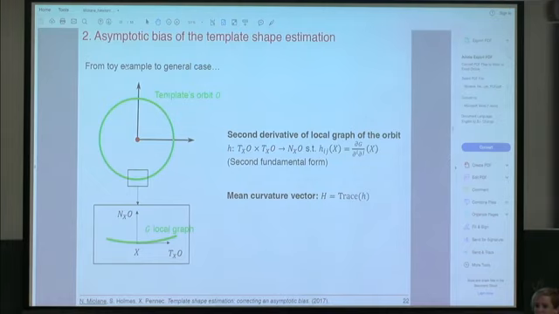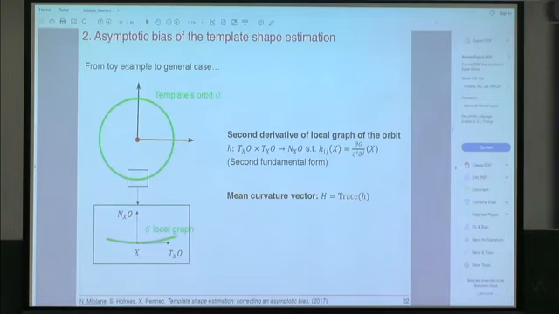Since we've seen that the bias comes from the curvature of the orbits, we're going to use a general characterization of the curvature of the orbits. We use the second derivative of the local graph at the orbit. If we take a point on the orbit, we can compute the orbit as a local graph from the tangent space of the orbit to the normal space. This brings the appearance of a tensor, which is called the second fundamental form. It's the second derivative of this graph. And this is the leading term in the Taylor expansion that will arise because of this coordinate system.